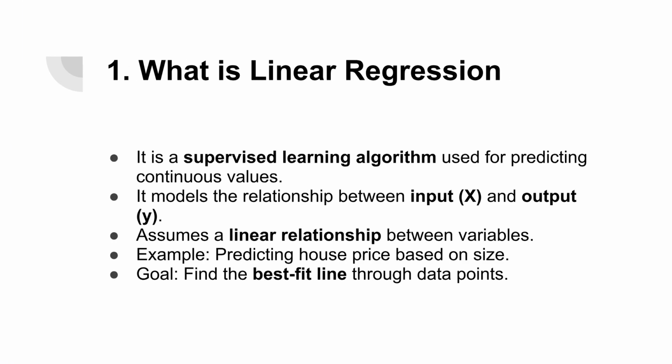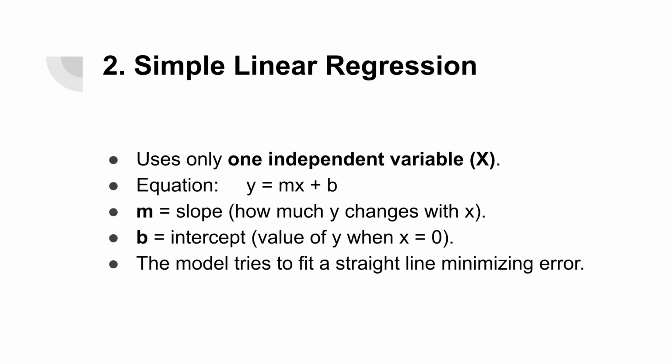Linear regression is a supervised learning algorithm for predicting continuous values. It models a linear relationship between the input x and output y, aiming to find the best fit line through the data points. Simple linear regression uses only one independent variable, x. Its equation is y equals mx plus b, where m is the slope and b is the intercept. The model minimizes error to fit a straight line.